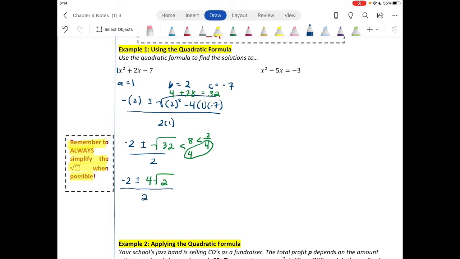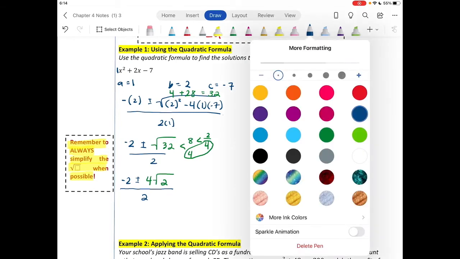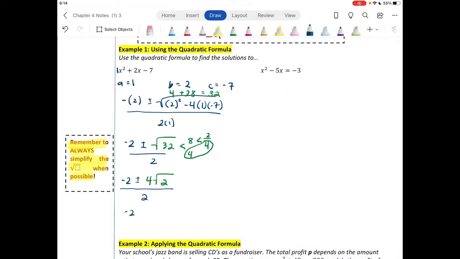Since we have addition on the top and we're dividing by the same number, we could rewrite this as two separate fractions. Negative 2 over 2 plus or minus 4 square roots of 2 all over 2. Then we can divide to simplify. That leaves us with negative 1 plus or minus 2 square roots of 2. And there is our final answer.